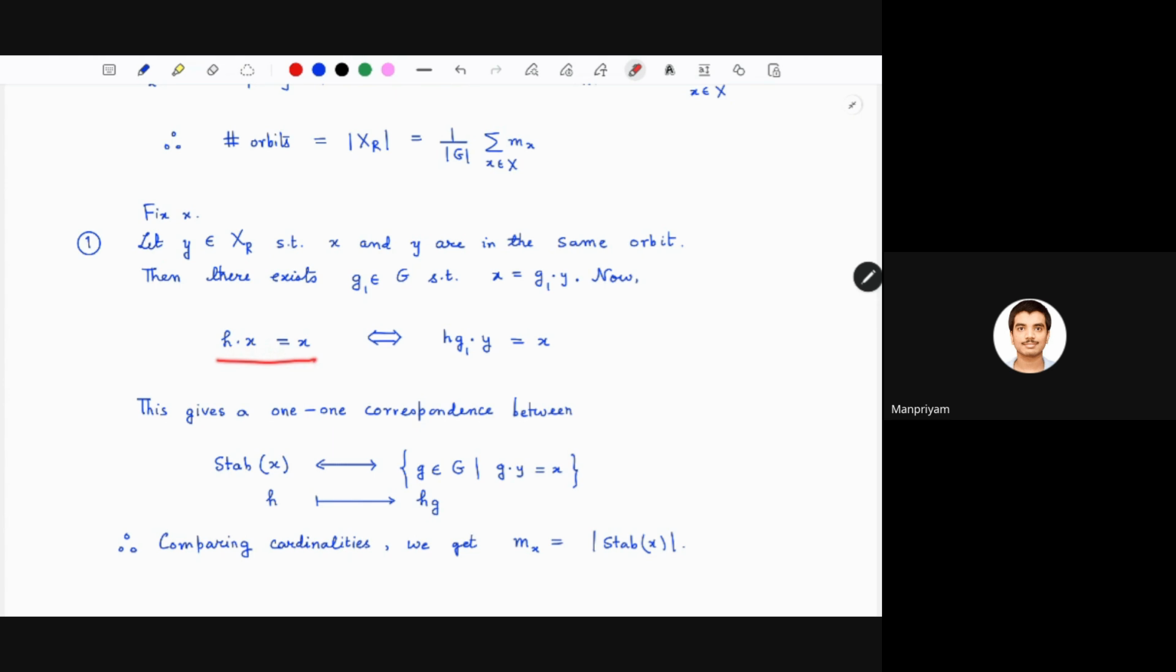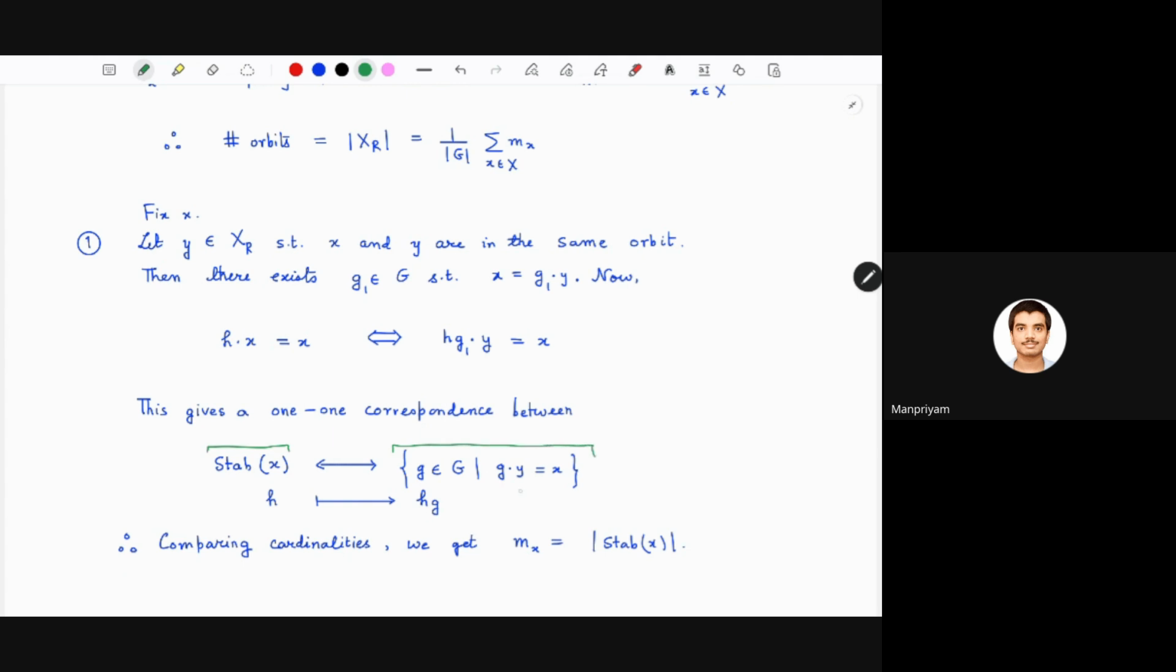H dot x. If I give you something which fixes x, then h dot y. So if I say h is a stabilizer of x, so h stabilizes x, then h into g1 takes y to x, and vice versa. So if h into g1 takes y to x, you can show that h takes x to x, because g1 dot y is x, right? g1 applied on y is just x. So this gives you immediately a one-to-one correspondence between this set of stabilizers and this set.